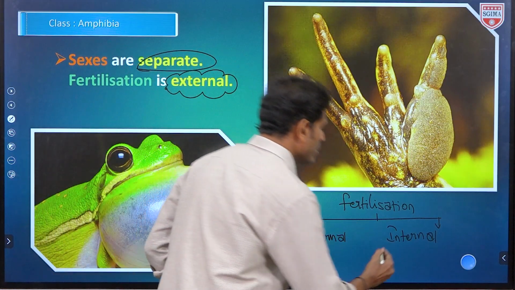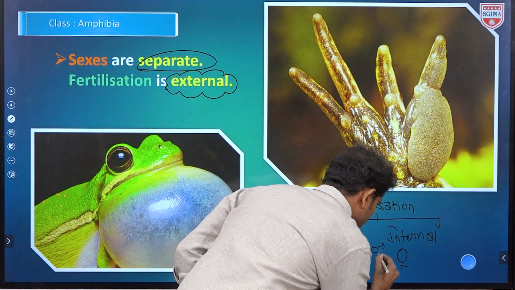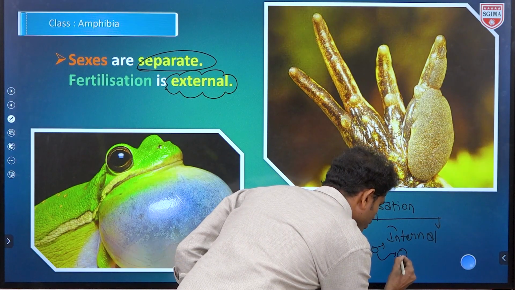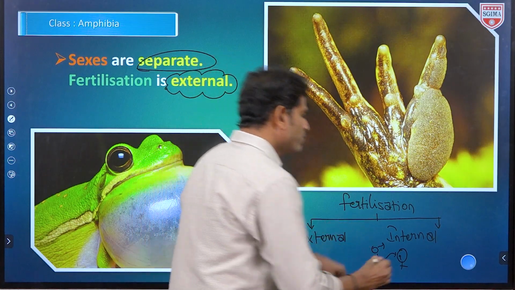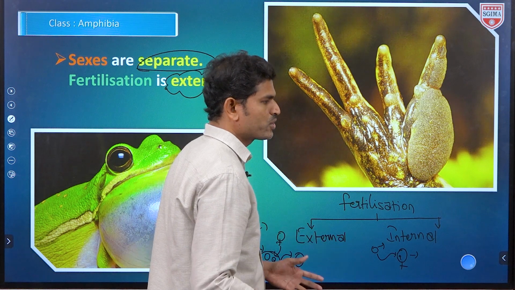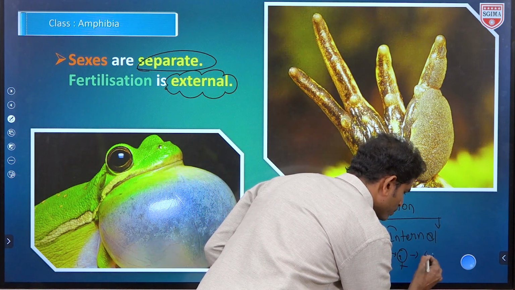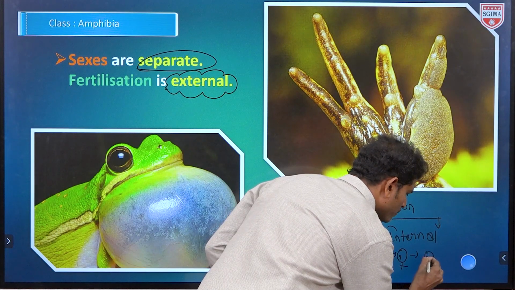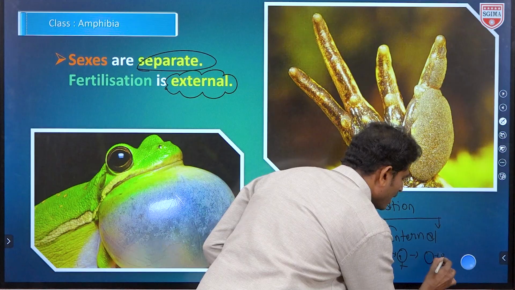Internal fertilization. Internal fertilization बोले तो क्या है? This is the female organism and this is the male organism. The male organism will introduce the male gametes into the female reproductive tract. In the female organism, the uterus is a well developed muscular, bag-like structure where the young ones will develop. So fertilization also takes place there only, the zygote will be formed, and this zygote will develop as a young one.